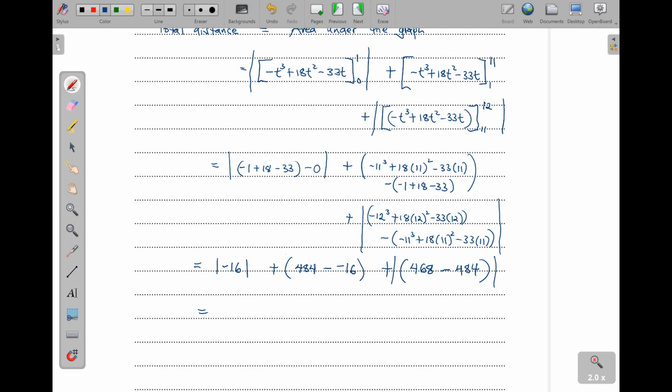So this one is going to be positive 16 because of the modulus signs. And then here, I'll add these ones together. They will give me 500. And this one is also negative 16. Okay. But the modulus turns it out to be a positive. That means altogether, when we add these, they give us 532 meters, just like that.